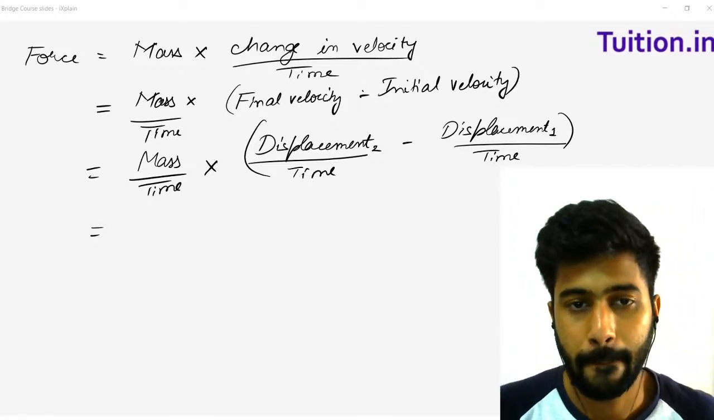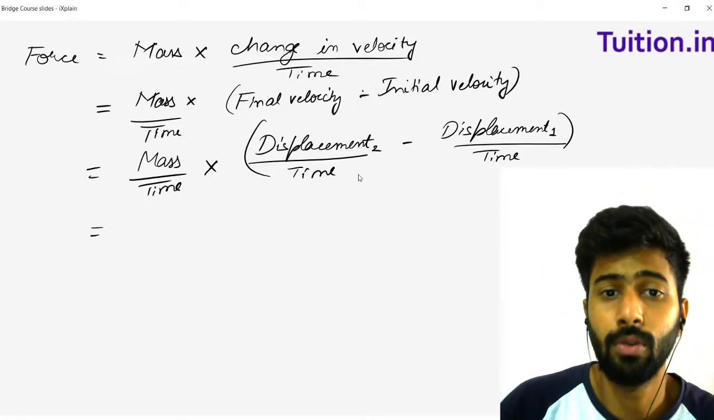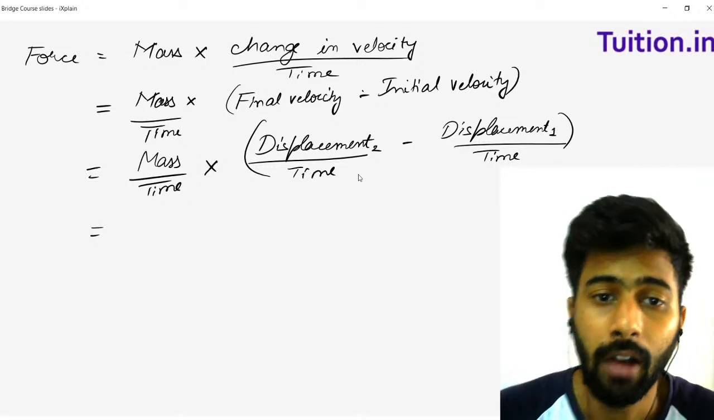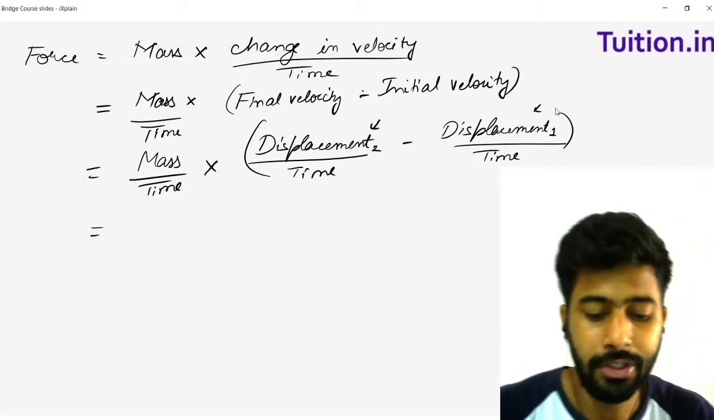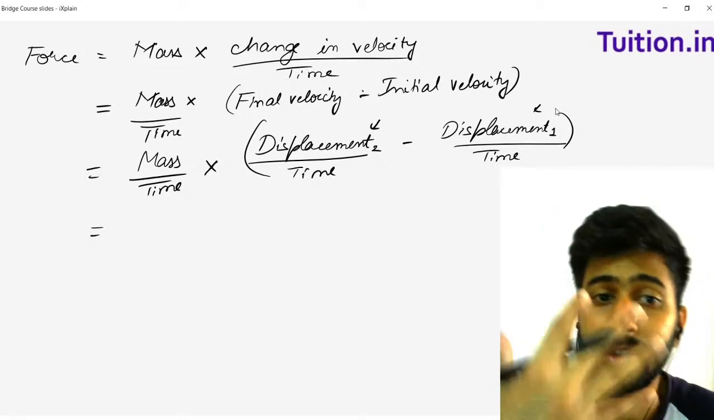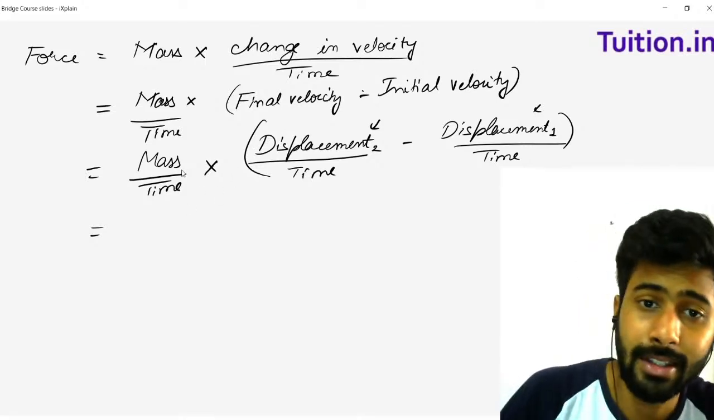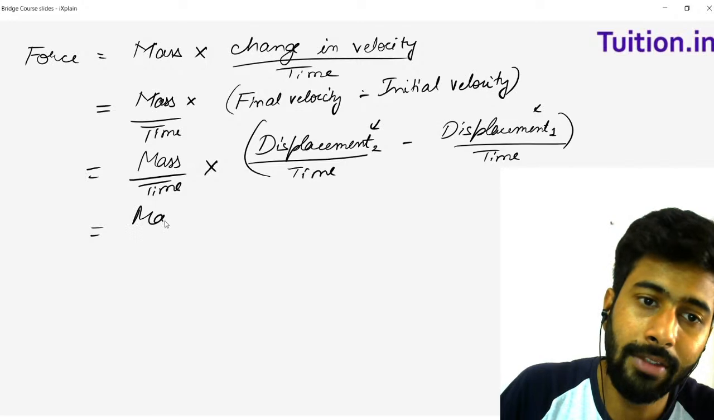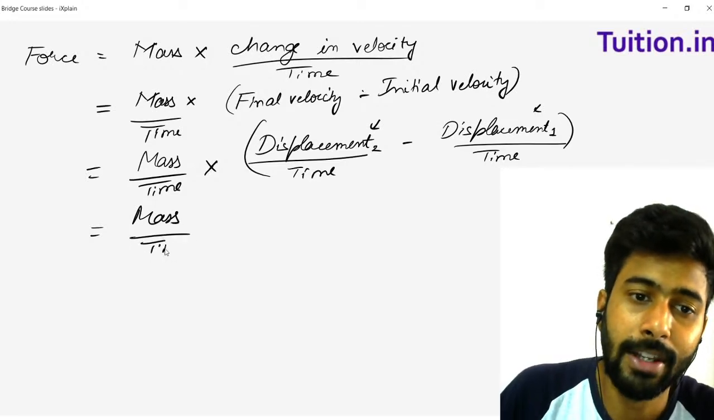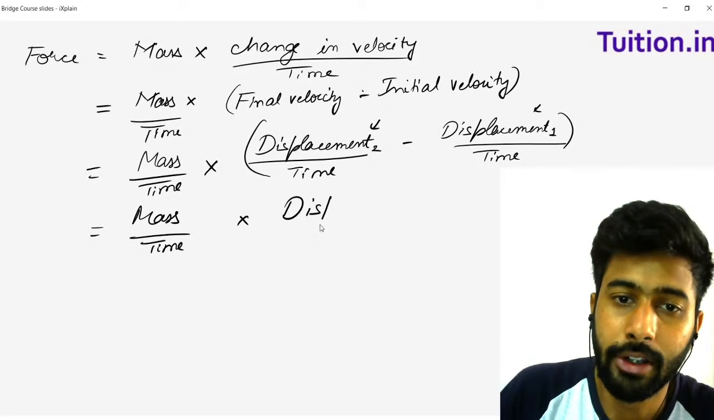Nevertheless, mass by time into displacement 2 minus displacement 1 by time. Now, you don't really have to subtract these. You don't need the values here because we are not trying to calculate the numeric value of force, right? So when I'm talking of dimensions, displacement 2 minus displacement 1 will have the same dimension as displacement. That's the thing that you have to understand here.